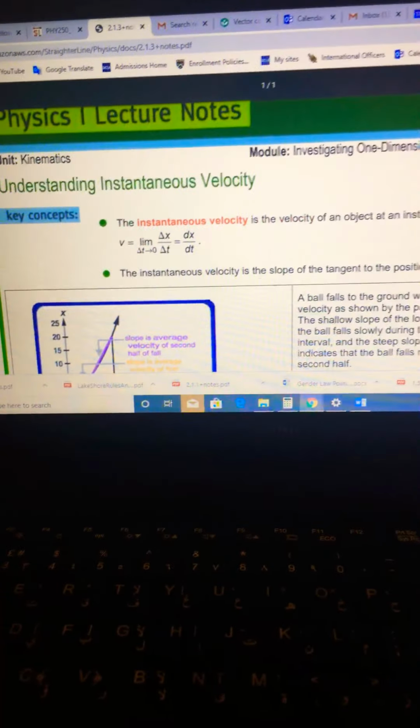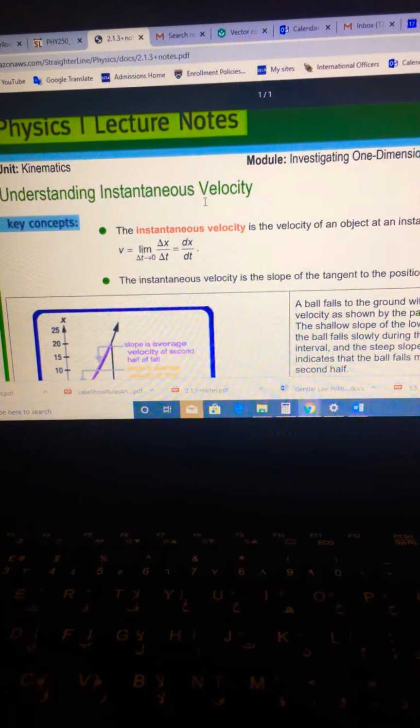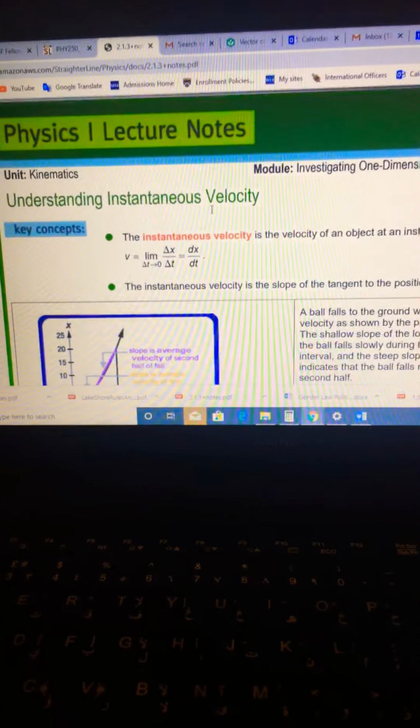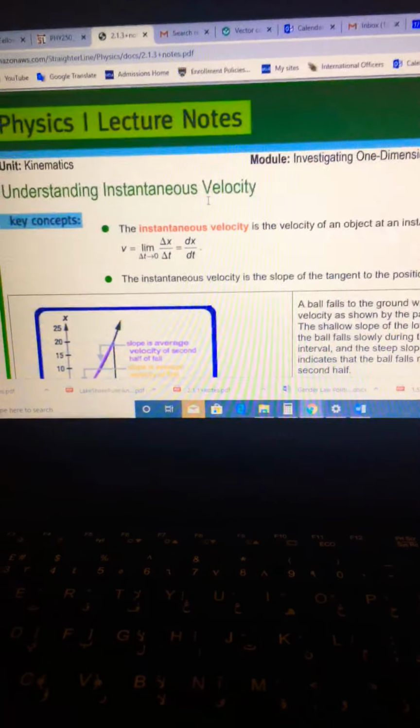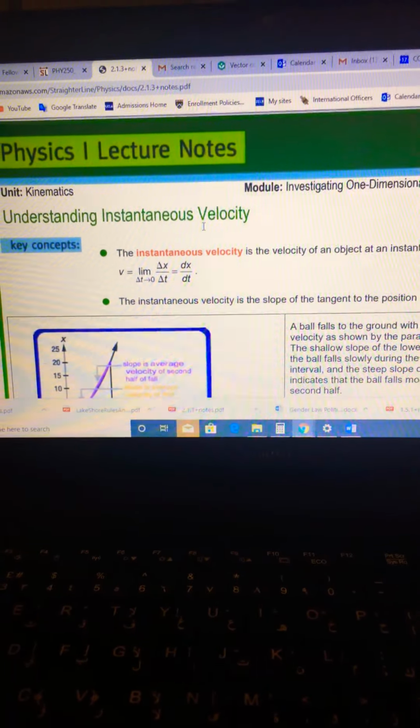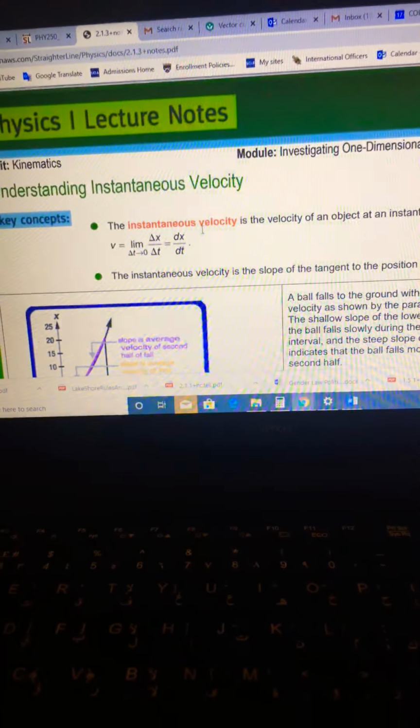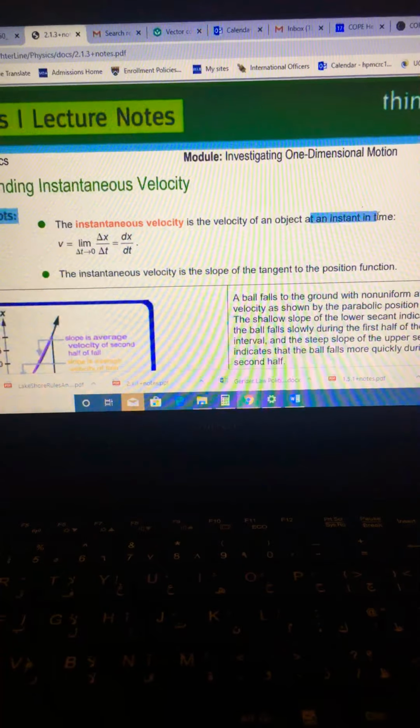Now let's understand the instantaneous velocity. So we're talking about the velocity, which is the displacement divided by the change in time. But the instantaneous velocity is the velocity of an object at an instant in time.